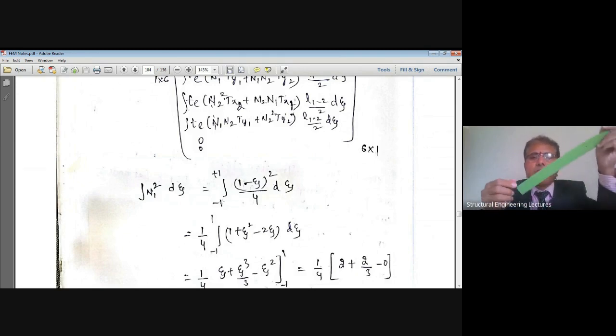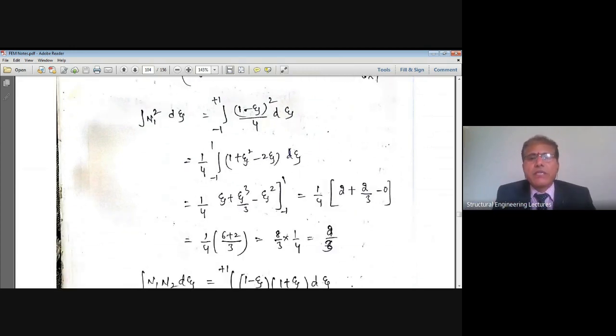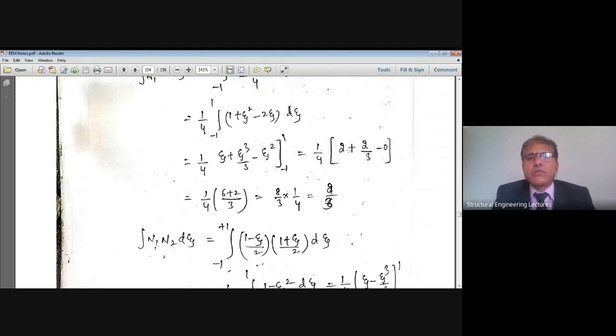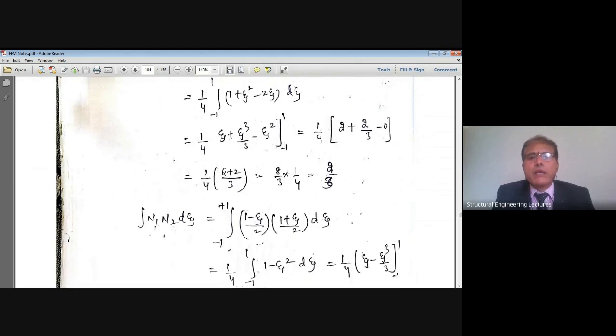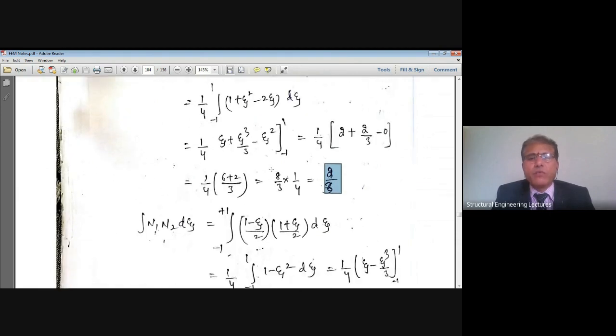dxi. From minus 1 to plus 1, 1D 2 node element, please see the lower bound is equal to minus 1 to plus 1. Therefore, now expanding that, now I'll get 1 plus xi square minus 2 xi, and integrating that, now I'll get xi plus xi cubed by 3 minus xi square, minus 1 to plus 1. Substituting lower and upper bound, I'll get 8 by 3 inside, outside 1 by 4 is there. Therefore, now it becomes 2 by 3. Integration n1 square dxi will become 2 by 3.